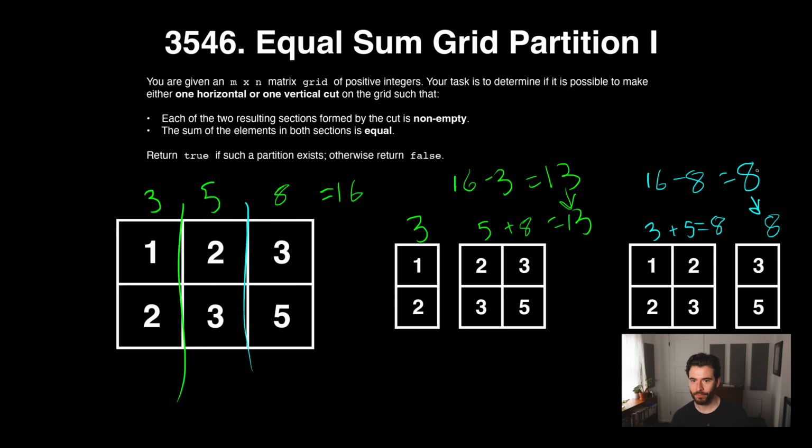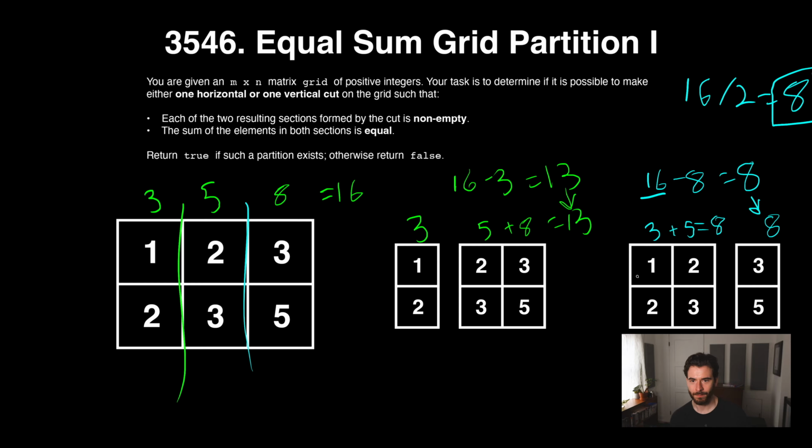Now, a second observation to make with this split is that when we end up with two sections that have an equal sum, their sum is always going to be exactly half of the total sum. And so what we're actually looking for is, can we make a cut that results in a section whose sum is equal to exactly half of the total sum? So in this problem, we would be looking for 16 divided by 2 equals 8 as the sum of one of our sections.